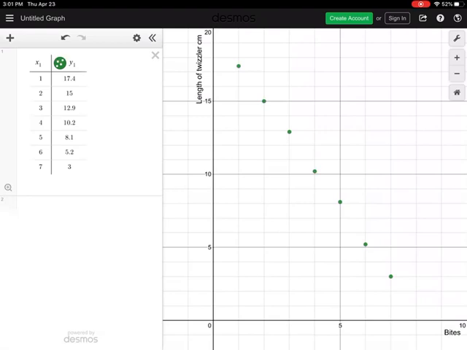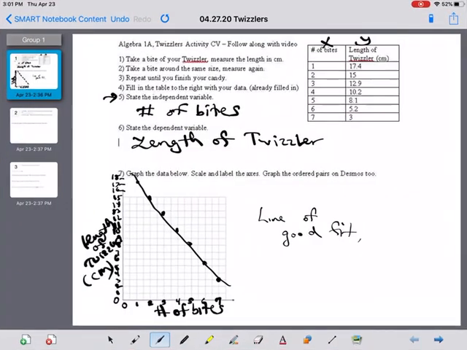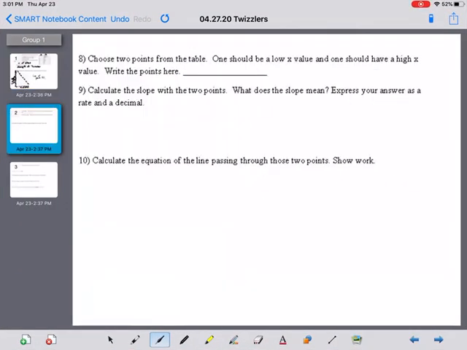So now what we're going to do on your worksheet is number 8. So let's go there, and we're going to calculate the slope and then get the equation that will model this. So let's go back. All right, so pick 2 points from the table. One should be a low x value, and one should have a high x value. So I'm just going to pick the first and the last point in the table. 1, 17.4, and then 7, 3.